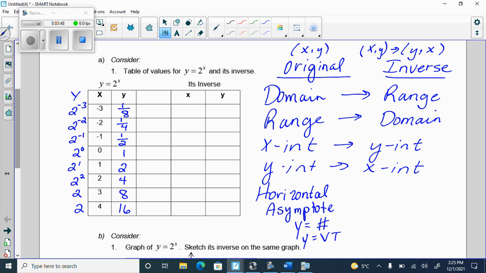Now, what would that be on the inverse graph? Horizontal would become the vertical. And instead of it being a y equals, it would be a? X equals a number. And instead of it being based off of the vertical translation, it's going to be based off of the? Horizontal. Yes. You've just learned logs.